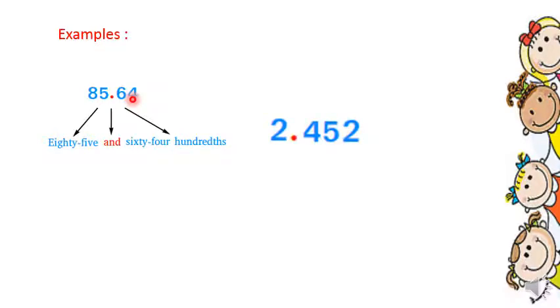Let's read this number. It's 2 and 452 thousandths. The place value of this digit is thousandth.